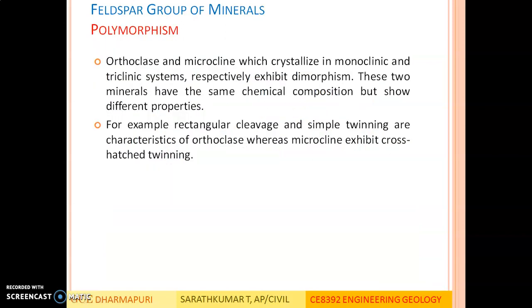Polymorphism. As I told, orthoclase and microcline, which crystallize in monoclinic and triclinic system respectively, exhibit dimorphism. These two minerals have the same chemical composition but show different properties. For example, rectangular cleavage and simple twinning are characteristics of orthoclase, whereas microcline exhibits cross-hatched twinning.